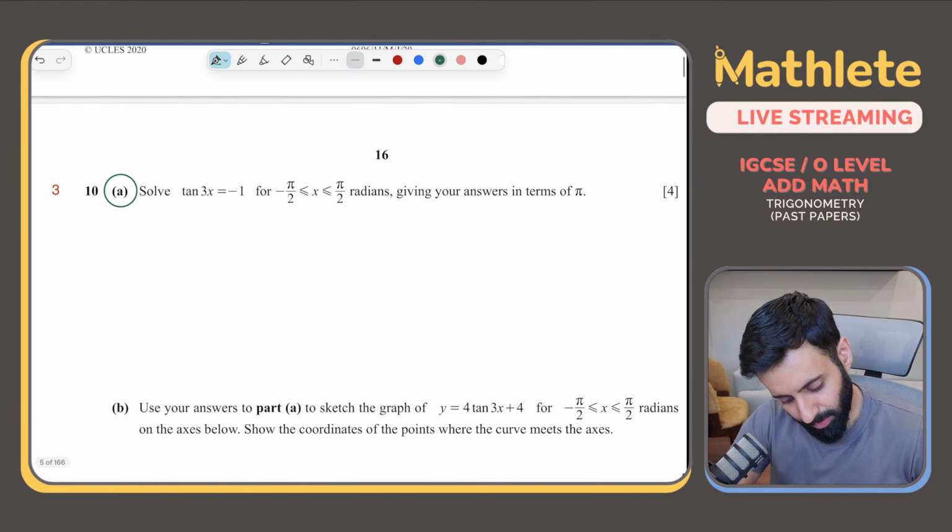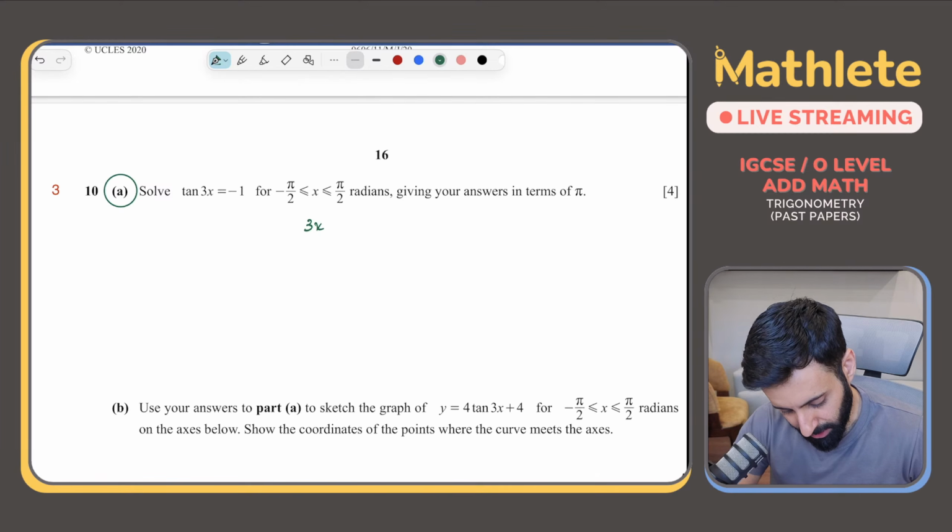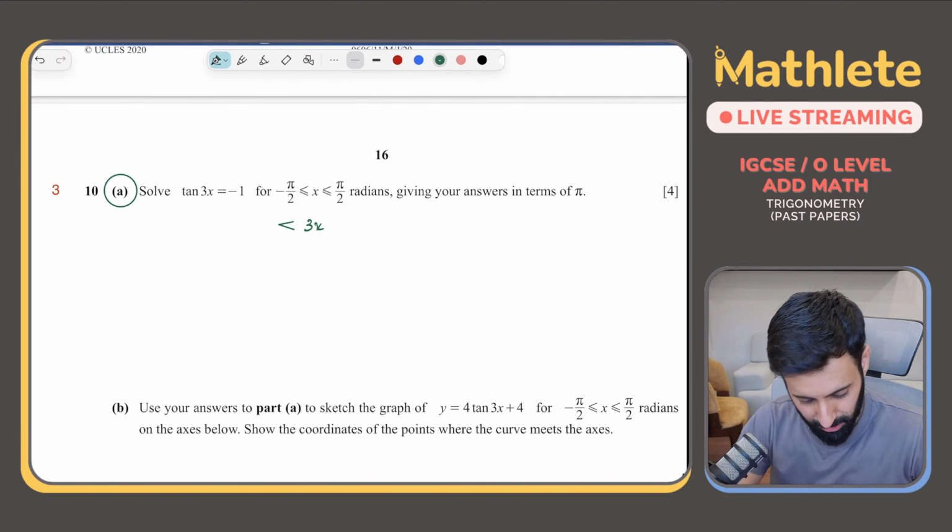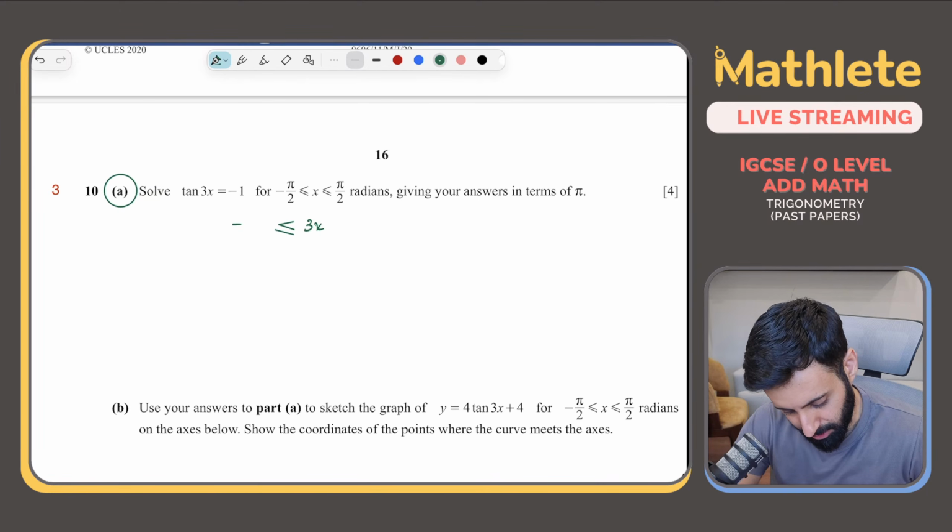Okay. So first of all, we're going to alter the range. When we alter the range, it now becomes 3x. Because graphs has already been tested in variant 12, that's why I'm not covering graphs. So minus 3 pi upon 2.